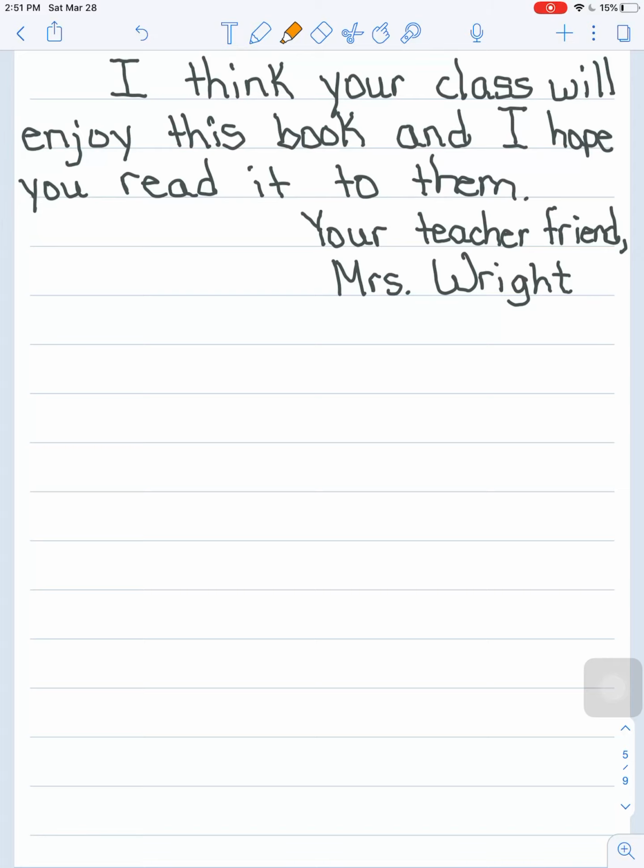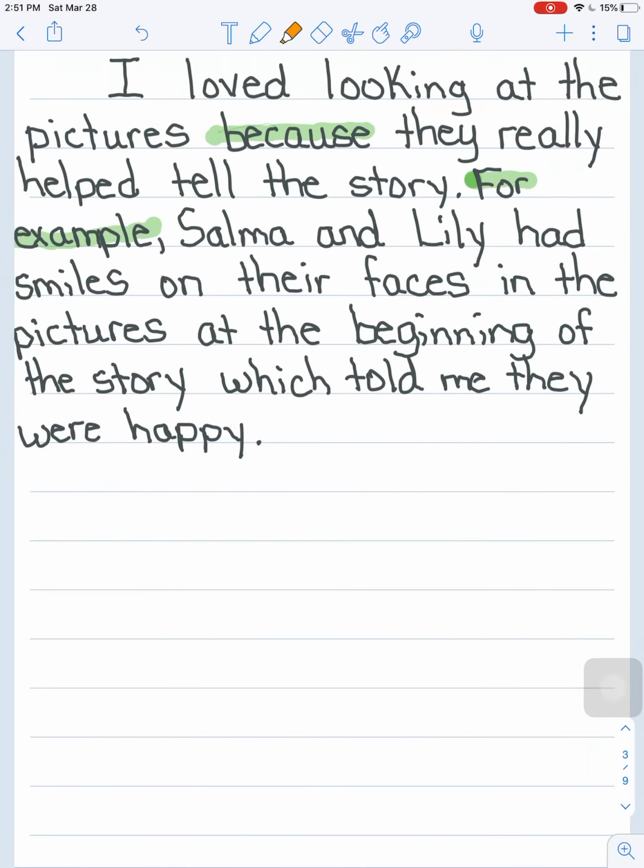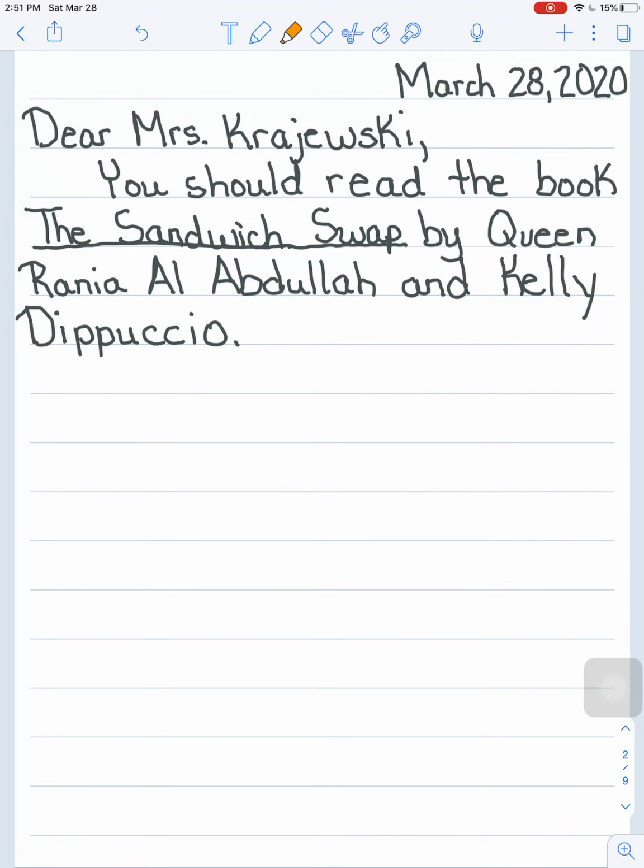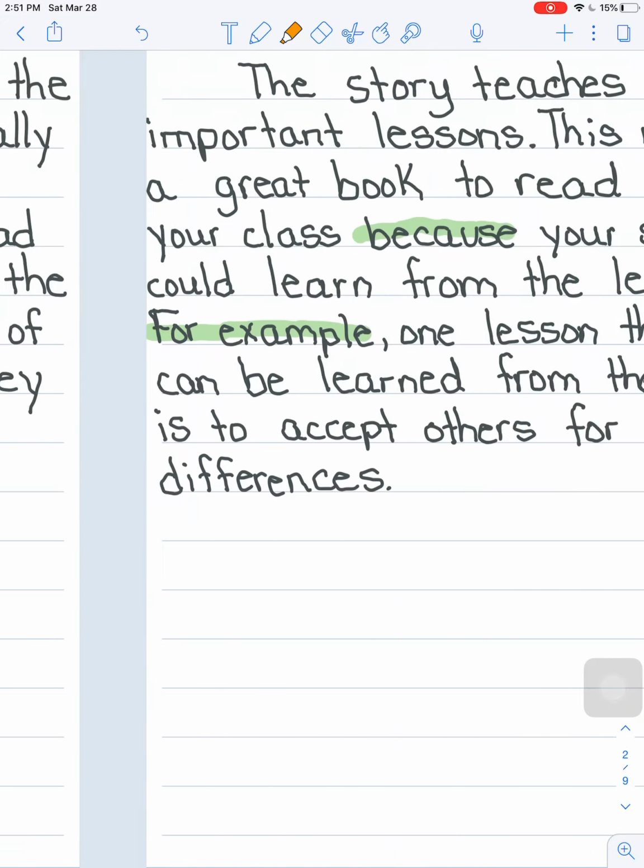Our goal today is to revise and add to our introduction. Okay, we are going to write the introduction of the letter two ways, and we will write it pretending our reader has not read the book, and also write it another way pretending our reader has read the book. We're going to take a look quickly at another chart.